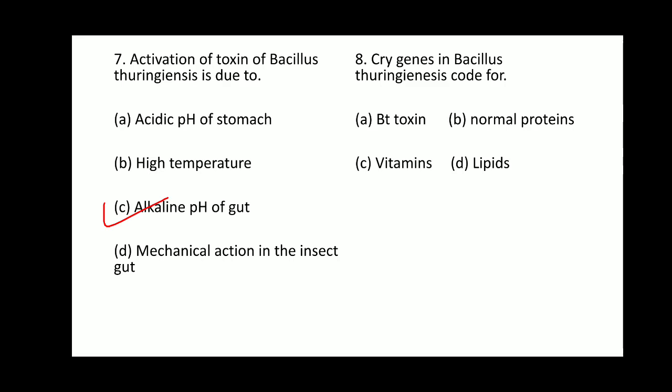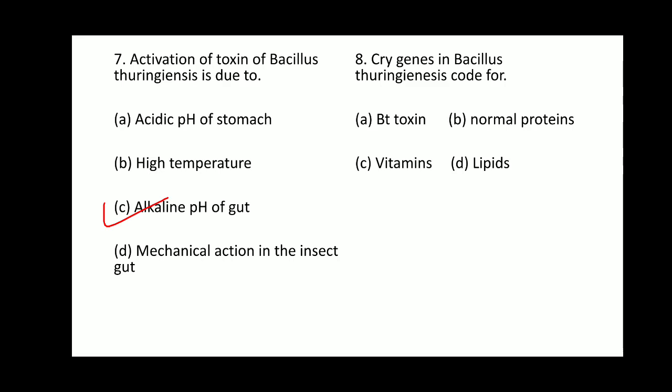Cry genes in Bacillus thuringiensis code for option A, Bt toxin, option B, normal proteins, option C, vitamins, option D, lipids. Option A, Bt toxin. Cry genes in Bacillus thuringiensis code for delta endotoxin, or crystal proteins, or Bt toxin. So option A is the right answer.